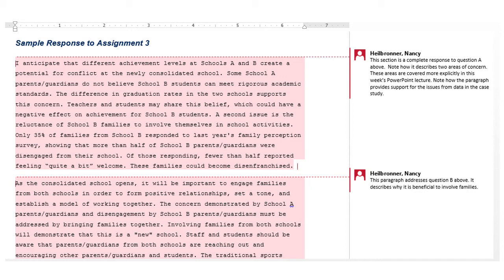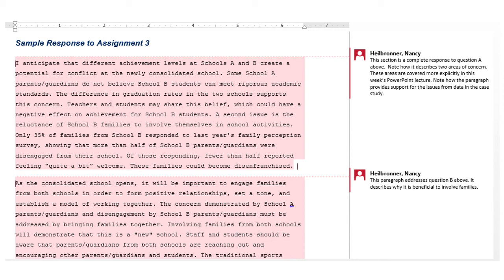Let's go to paragraph 2. As the consolidated school opens, it will be important to engage families from both schools in order to form positive relationships, set a tone, and establish a model of working together. The concern demonstrated by School A parents, guardians, and disengagement by School B parents, guardians must be addressed by bringing families together. Involving families from both schools will demonstrate this is a new school. Staff and students should be aware that parents and guardians from both schools are reaching out and encouraging other parents, guardians, and students. And it goes on a bit.